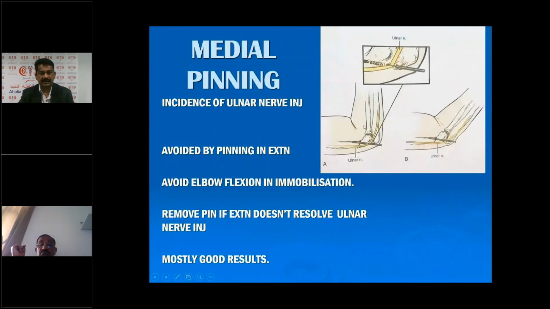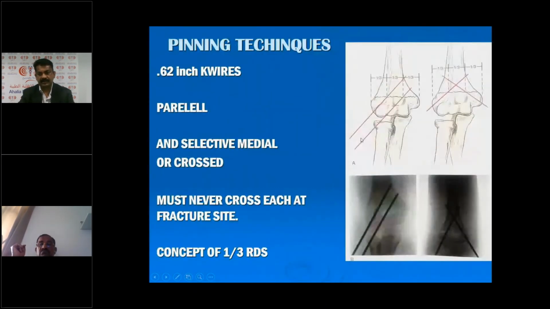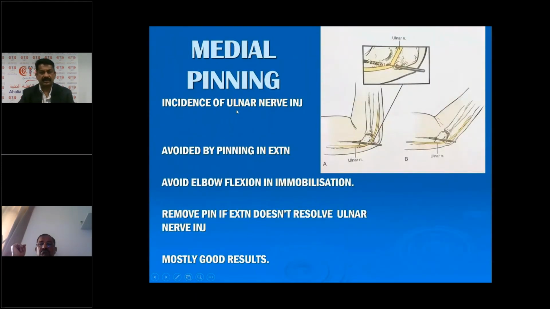Now there is the medial pinning. The medial pinning is done only selectively. Mostly it is lateral pinning. Cross pinning is less popular because of the incidence of ulnar nerve injuries with medial pinning. It can be avoided by pinning with the elbow in extension, so that the ulnar nerve goes posteriorly, and also by milking the soft tissue of the elbow before doing the pinning. After pinning, also avoid elbow flexion in immobilization, because the ulnar nerve may get tented by the pin.